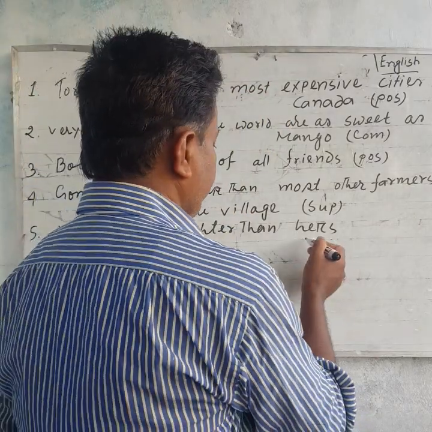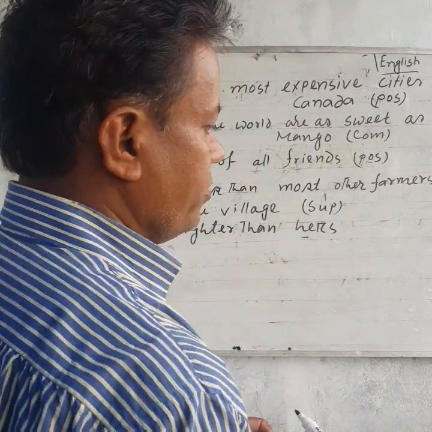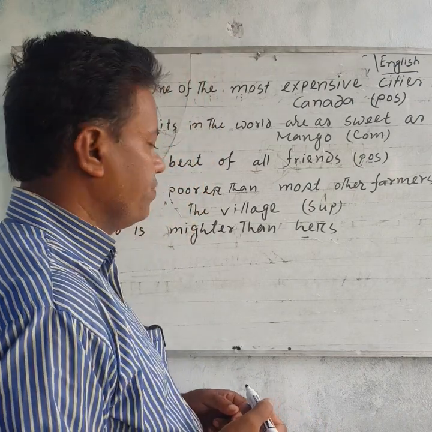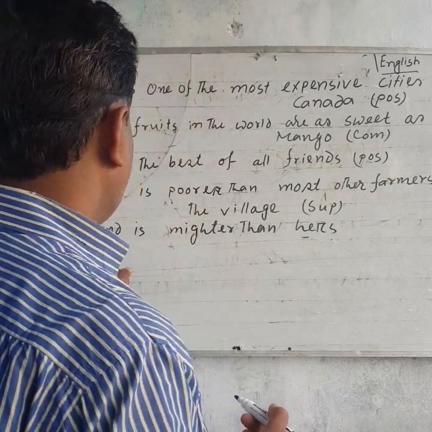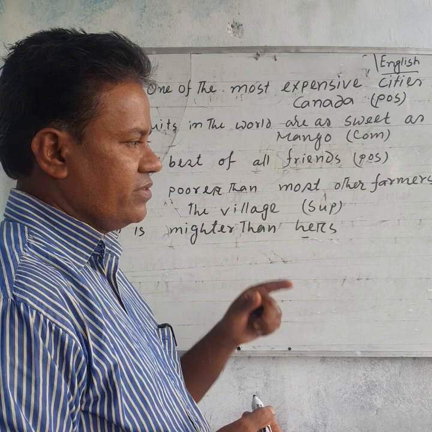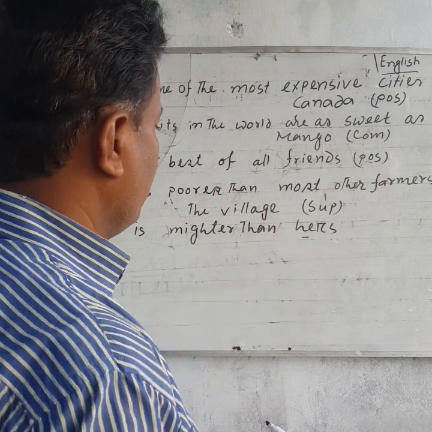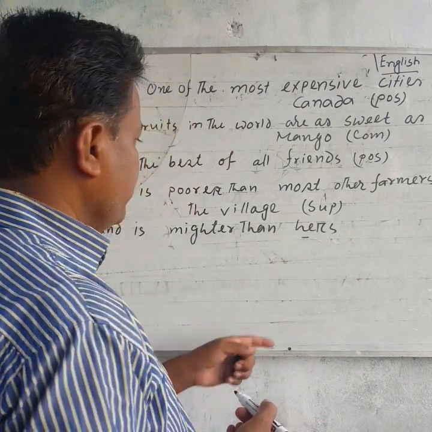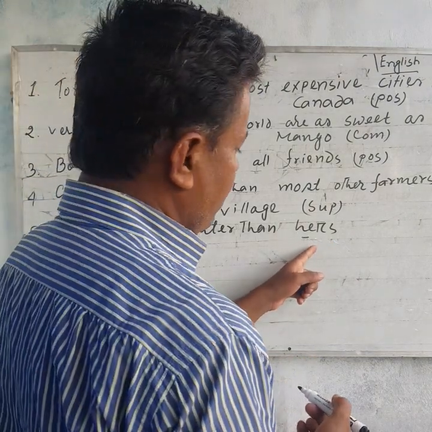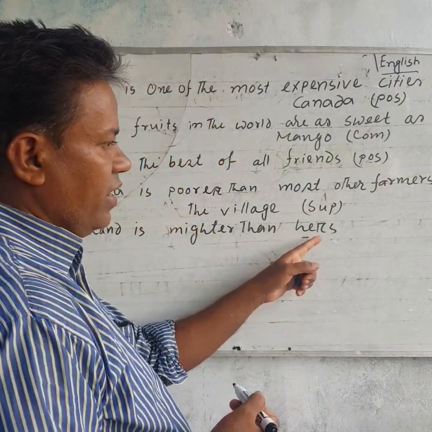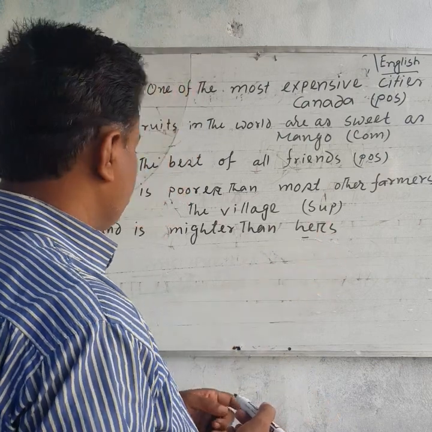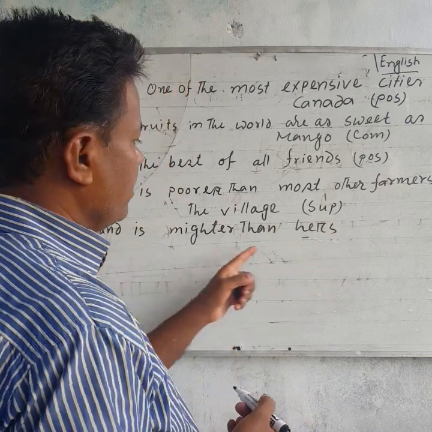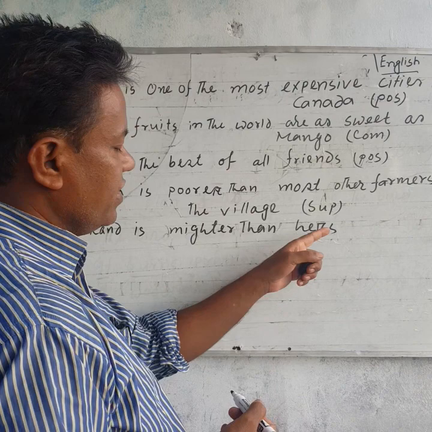Here is a problem. You must do it carefully. My hand is whiter than hers. That means here is no any hand. You have to mind it. Here is a hand, and here is another hand. So here is a hand also.